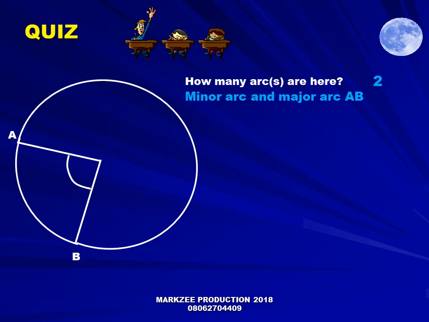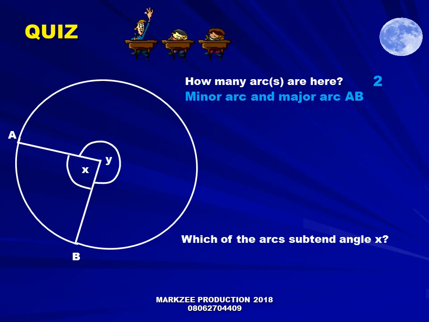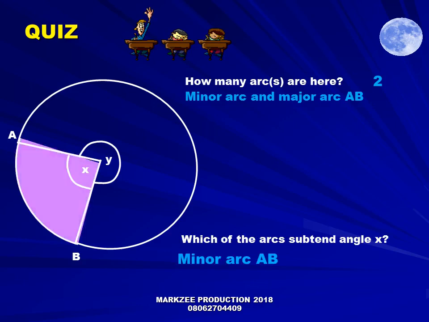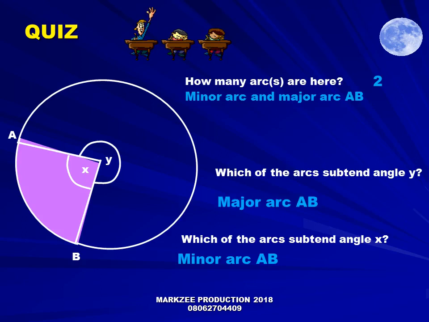So that angle was subtended by the minor arc. Can you see that? The angle there was subtended by the minor arc. That angle Y was subtended by the major arc. Now which of the arcs subtended X? Of course the minor arc AB. Which of the arcs subtends angle Y?